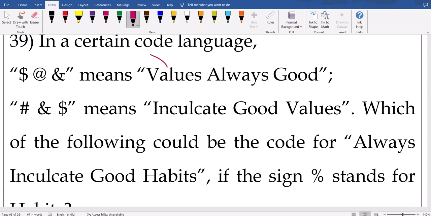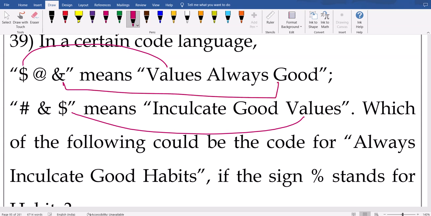Let's see the position. Value first one, dollar. Value here, last one, dollar. "Good" is the last one here, and here "good" is the middle one, and position wise also it's fine. Comparison, position wise also fine.